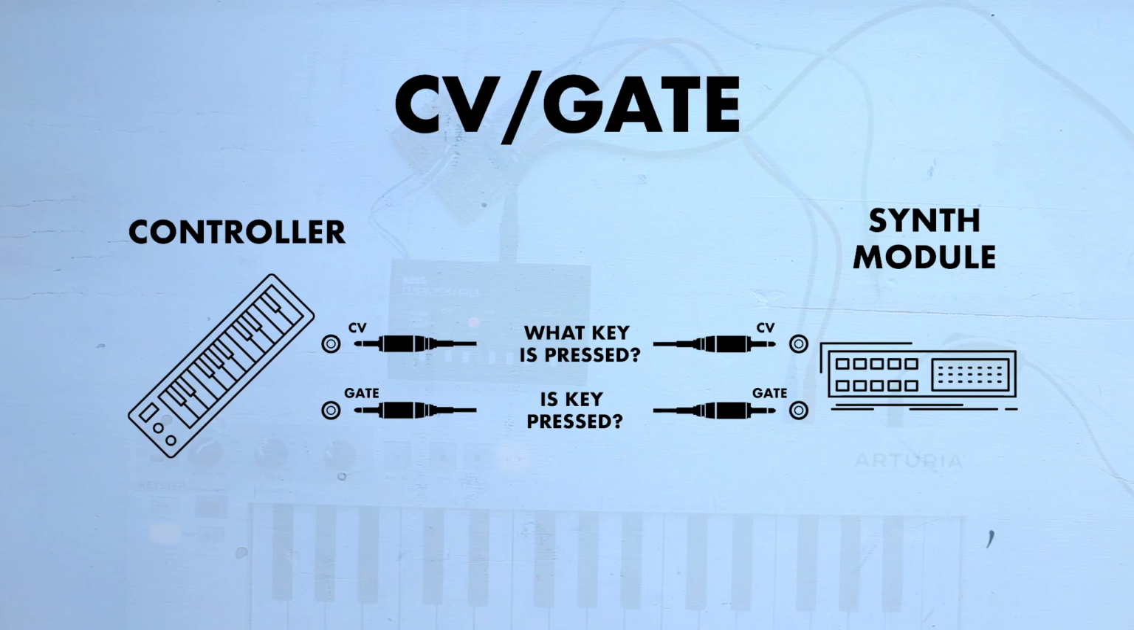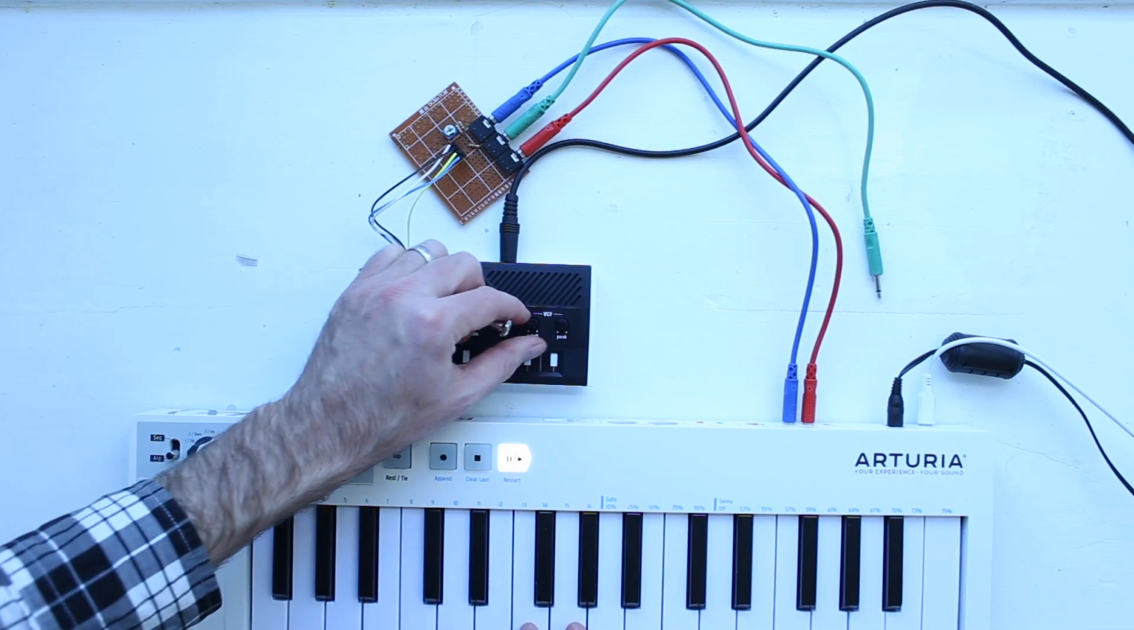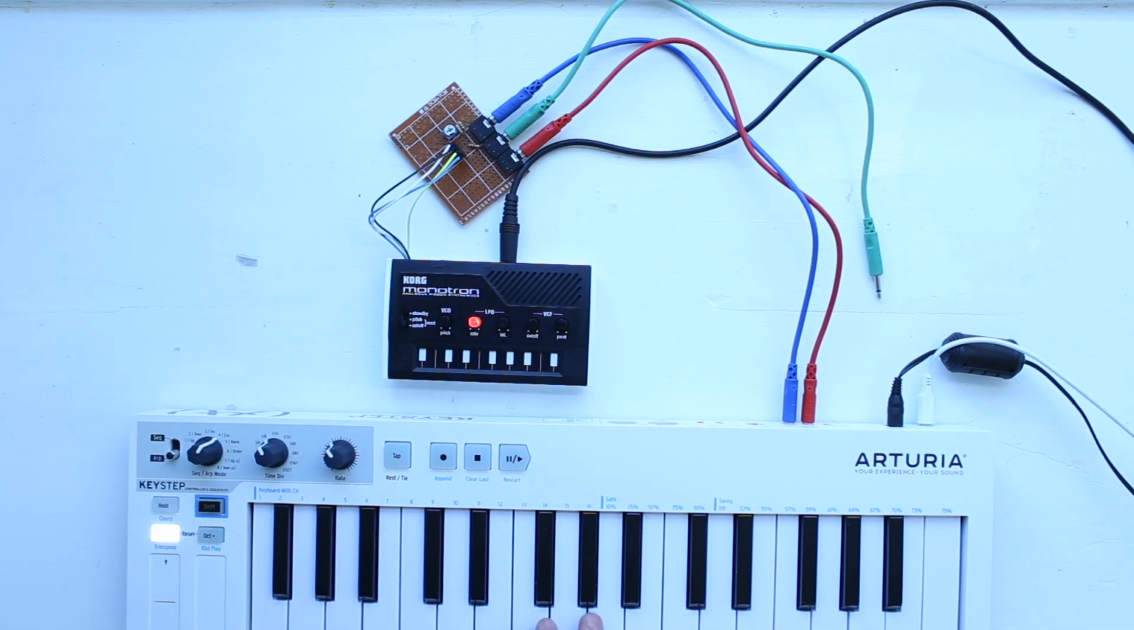So we've discussed control voltage, but what is this gate that I keep mentioning? That's actually a much simpler kind of signal. It's just on or off. As we've discussed, the control voltage tells the synthesizer what notes to play. The gate signal tells the synth when to play. Basically, if it's on, the note is on. If it's off, the note is off. Pretty basic. Okay, so we've got our circuit. We've got our source of CV and gate in the form of the Keystep. Let's try this thing out.